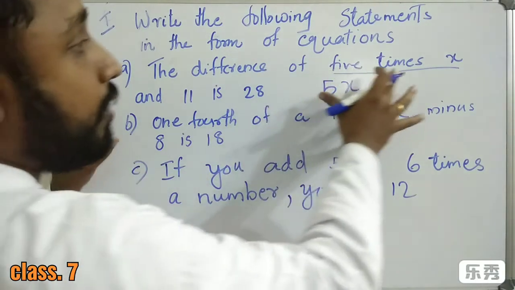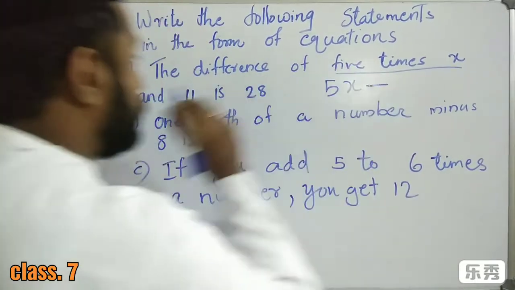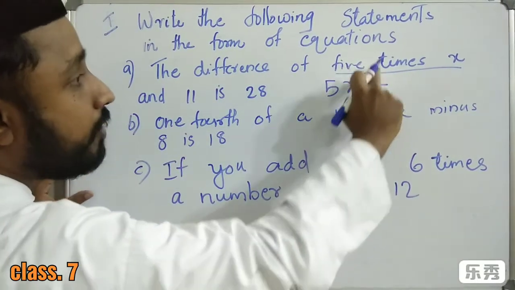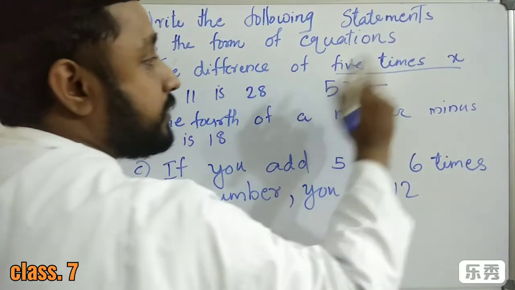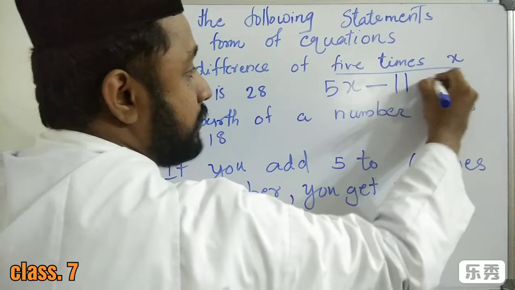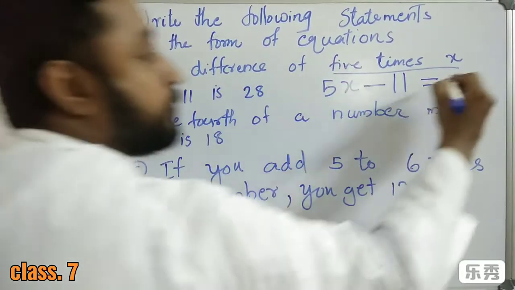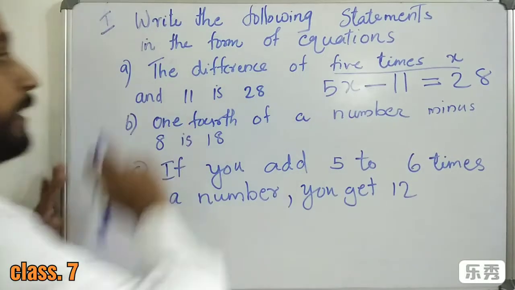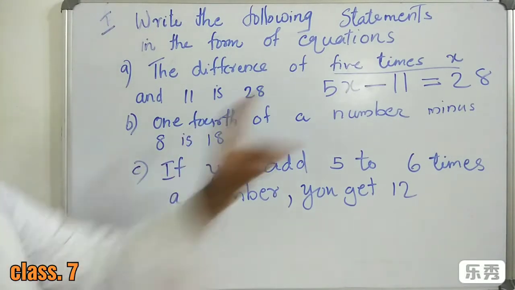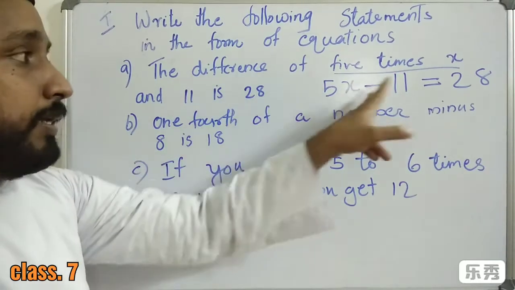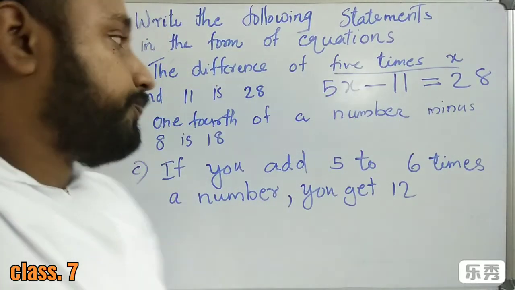The difference of 5 times x. The difference means minus. So the difference of 5x and 11 is 5x minus 11, which is equal to 28. So the equation of the statement, the difference of 5 times x and 11 is 28, is 5x minus 11 equals 28.